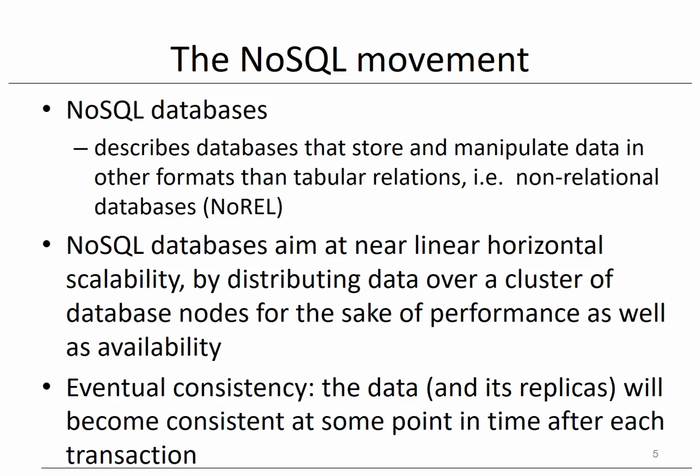NoSQL databases aim at near linear horizontal scalability, which is achieved by distributing data over a cluster of database nodes for the sake of performance as well as availability. A certain measure of data consistency is often sacrificed in return. A term used in this respect is eventual consistency. The data and respective replicas of the same data item will become consistent at some point in time after each transaction, but continuous consistency is not guaranteed.